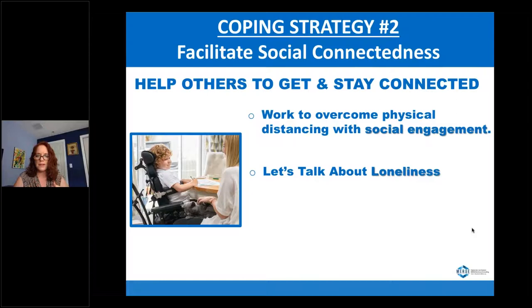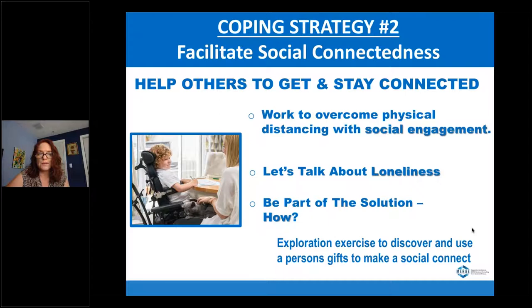So we want to think about that, and that's what this exercise is about: how we can help to facilitate social connectedness. All right, let's be part of the solution. How are we going to do it? This exploration exercise is to discover and use a person's gift to make social connections. So let's get started.